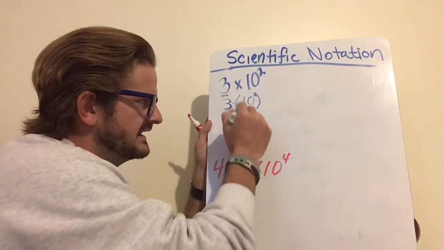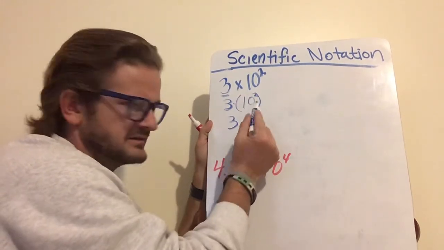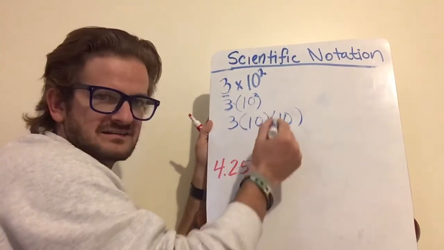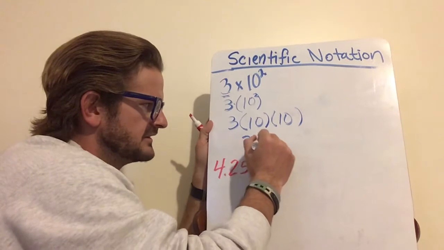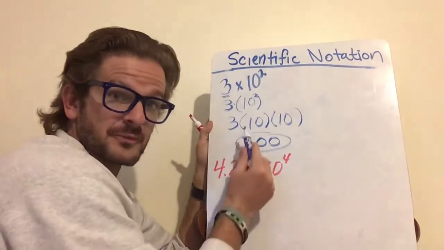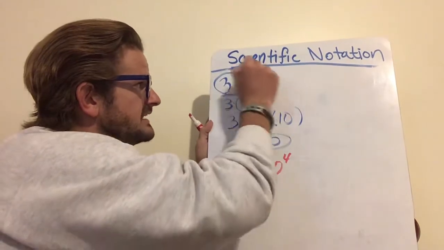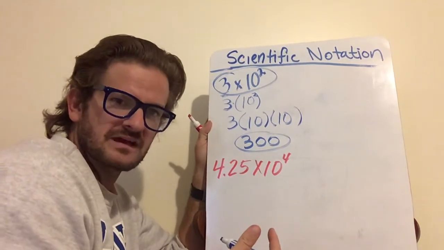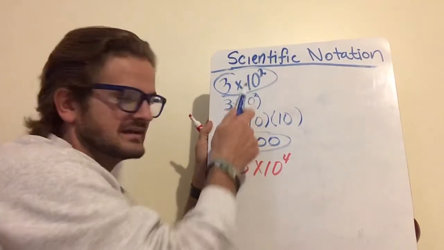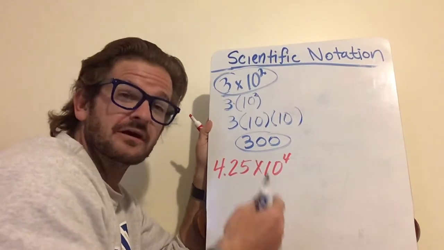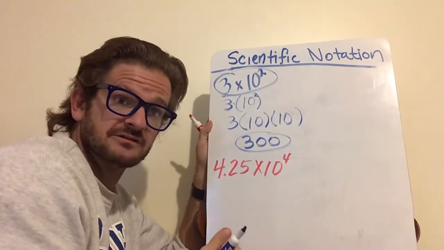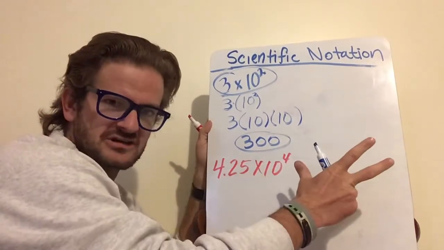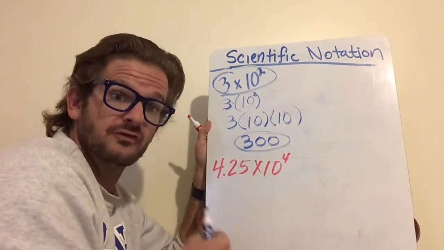Now if I expand what we know with decimals here, 10 to the second power is 10 times 10. So really it's 3 times 10 times 10, which is 300. So 300 is equivalent, having the same value as 3 times 10 to the second power. Very rarely would you use scientific notation for an example like this. But if the number is very large or very small, scientific notation allows us to communicate the value without writing out all these different digits. It's a shorthand way of writing it.